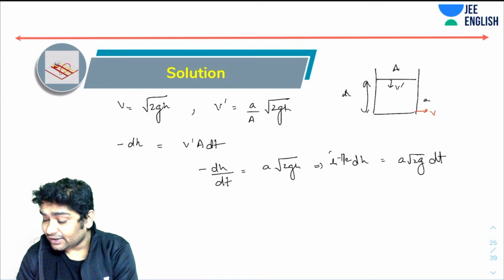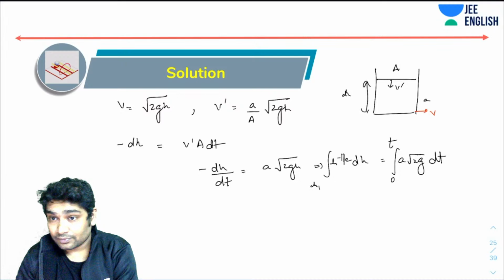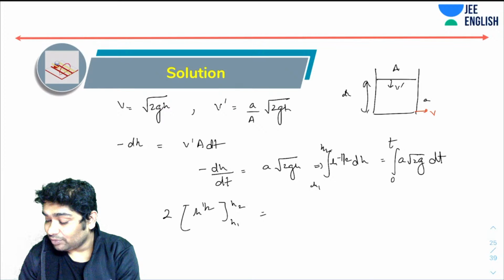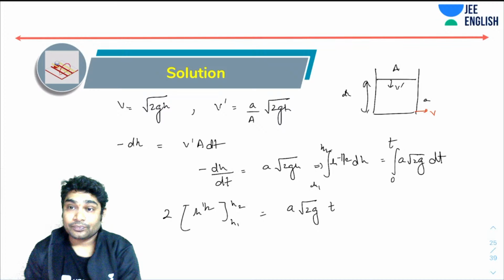So if I integrate this from h1 to h2 and from 0 to t, let's see what I'm getting. The integral of this would be h to the power half by half, from h1 to h2, and that would be a root 2g times t.